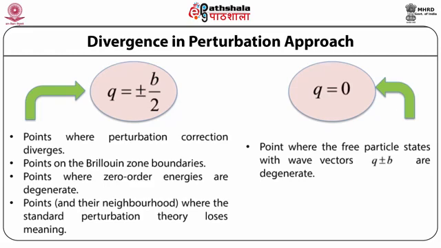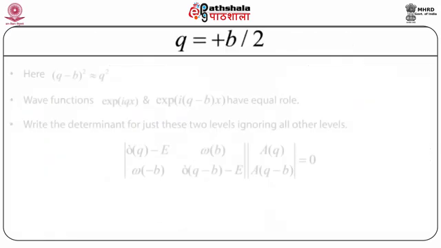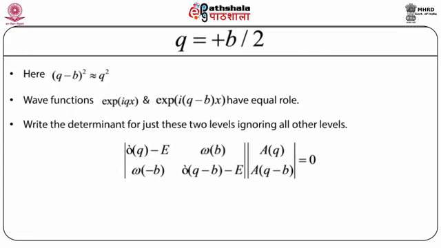The remedy for this problem is that we have to treat the degenerate levels on equal footing. Let us consider the situation near q equal to b divided by 2, where (q minus b) whole squared is approximately equal to q squared. The wave functions e^(iqx) and e^(i(q-b)x) have an equal role and cannot be regarded as a perturbation on the other.